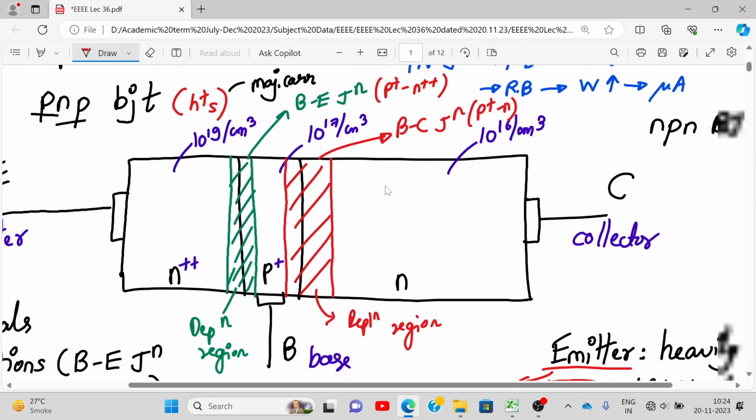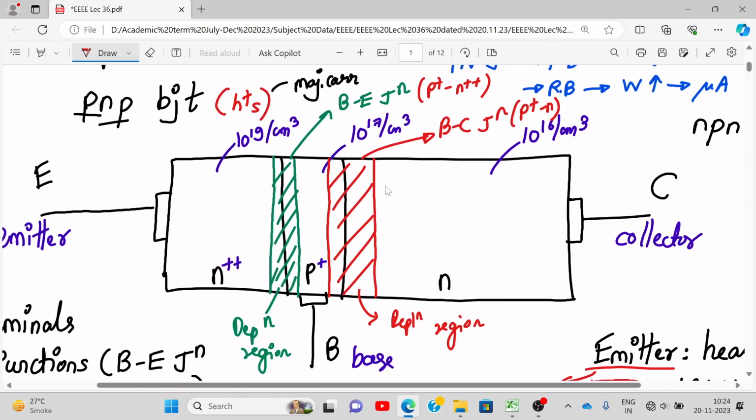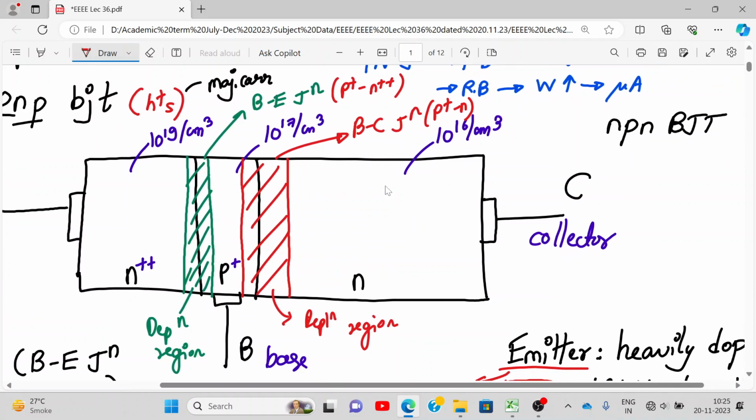Understood? Okay. So this is the NPN BJT. Similarly, for the PNP BJT, instead of NPN, you write PNP. Here the majority carriers are electrons. In PNP, the majority carriers will be holes. So I'll be explaining all of it for NPN. In the exam, they can ask you anything, so just reverse electrons with holes. That's it. The rest will be similar. Have you drawn the structure? Okay.